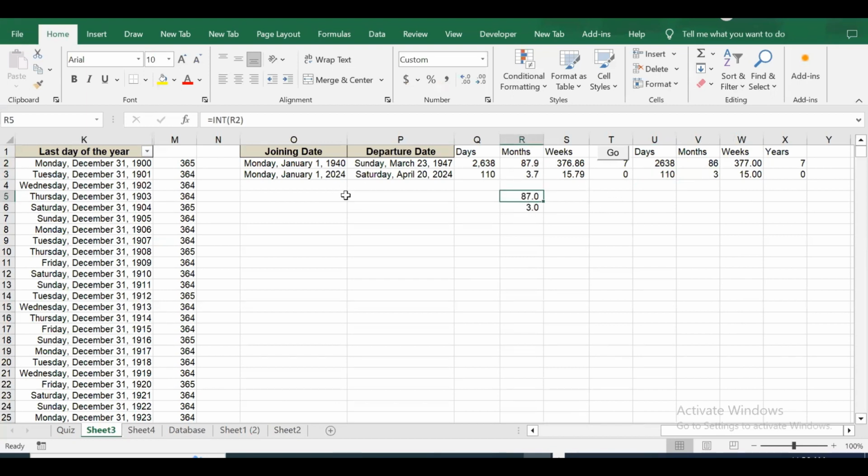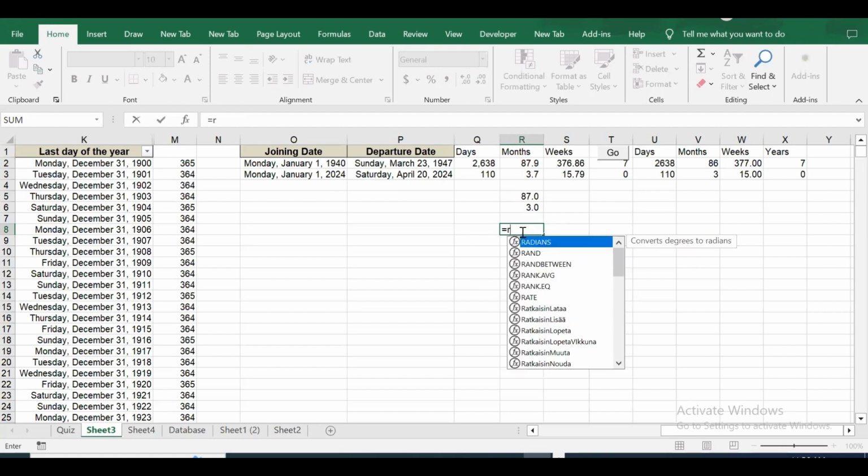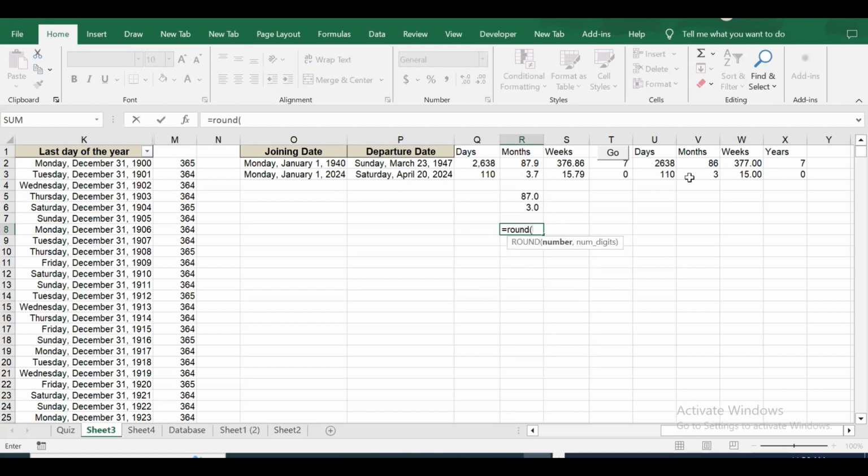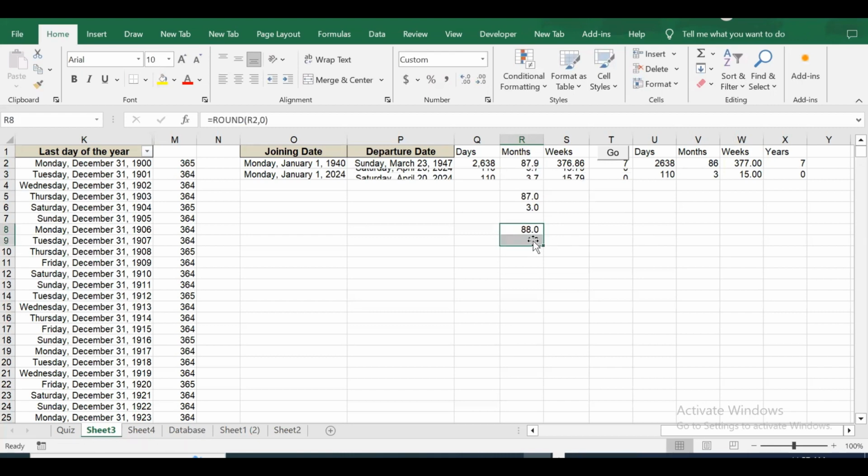So three things have been explained here. Rounding is rounding to the nearest integer, and here you have to tell which digit you want to round to. If there is no decimal limit, no decimal, then you will type 0, right? And if you want to round the days, this will become rounded. So this is rounding.